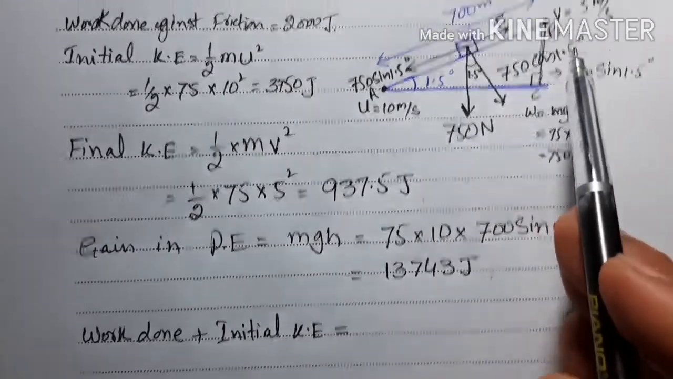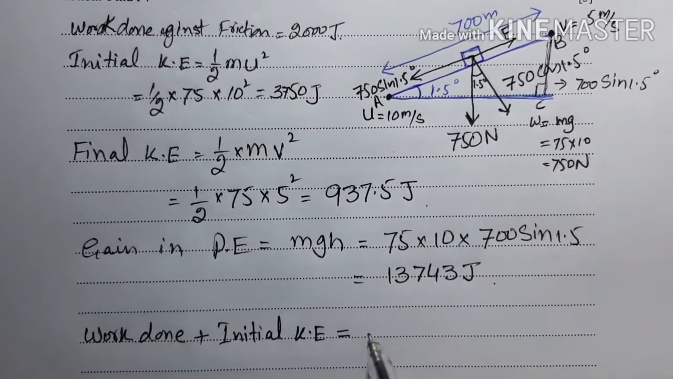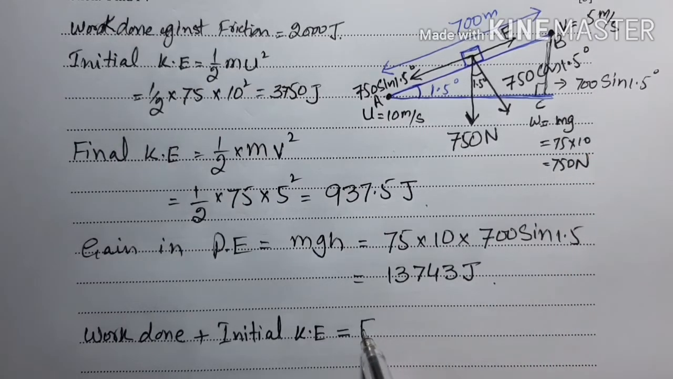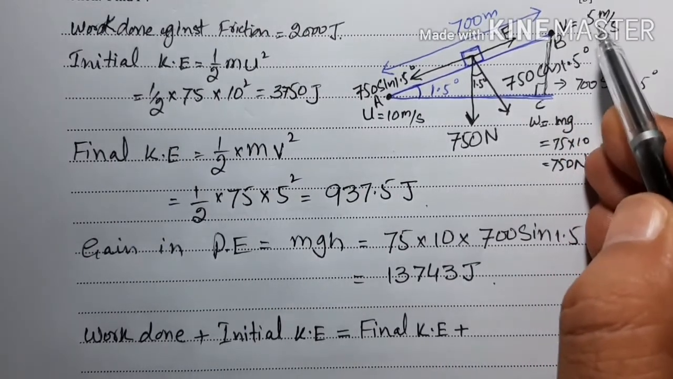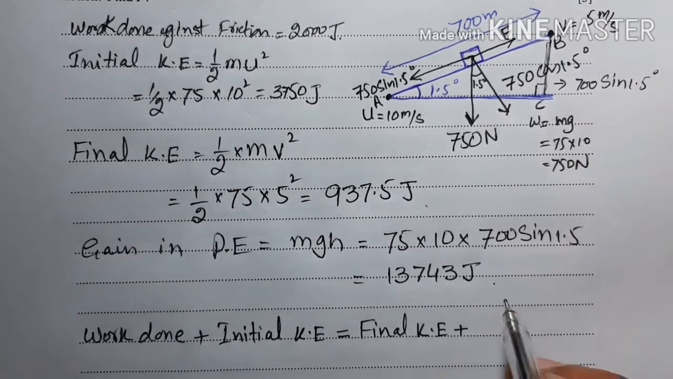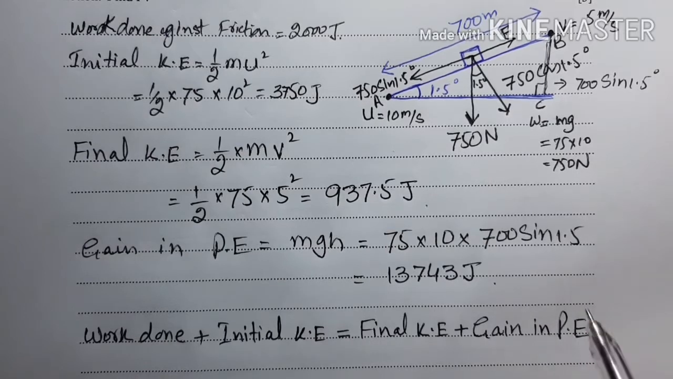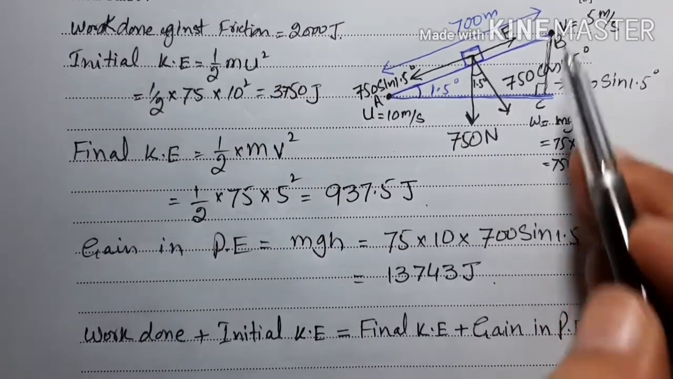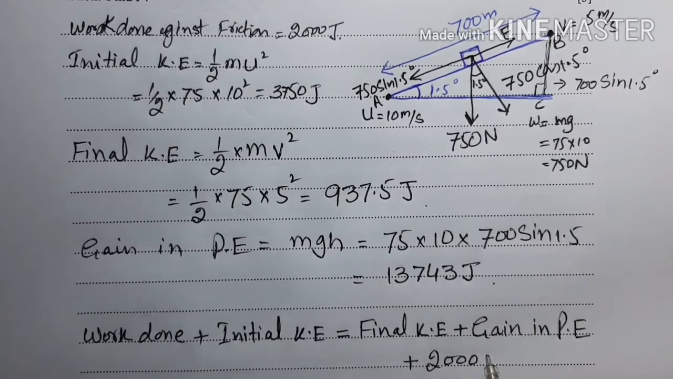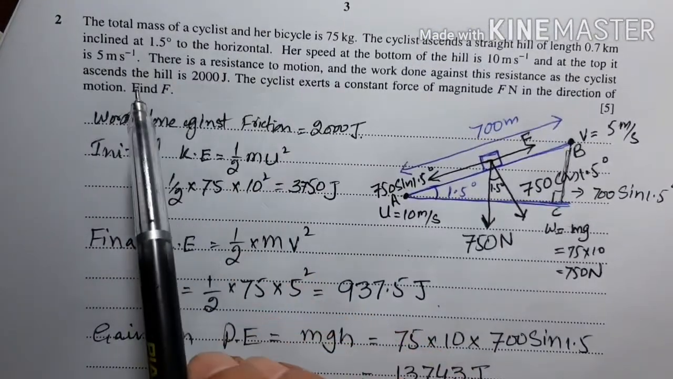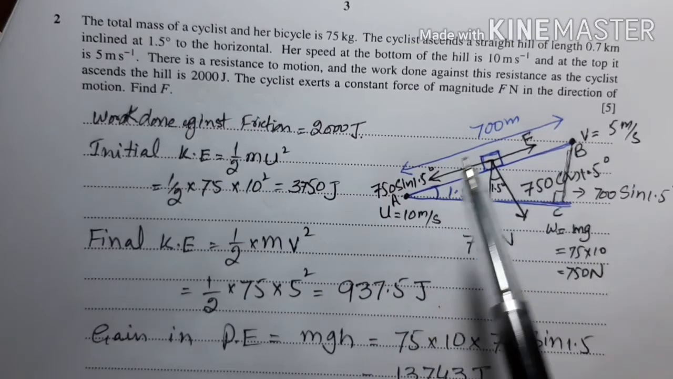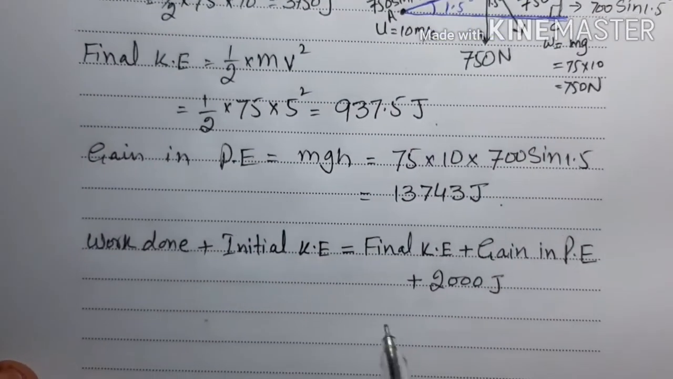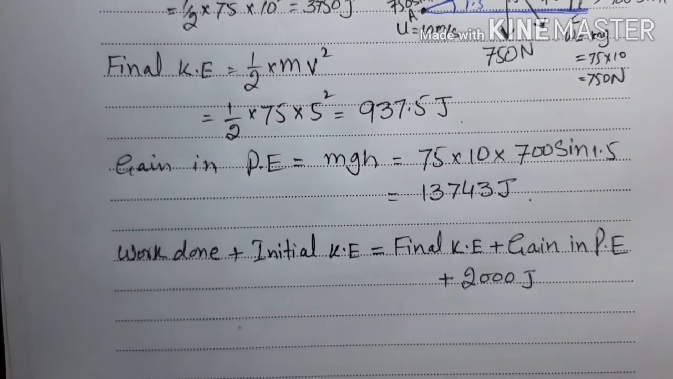And at point B, what happened? The cyclist got some final kinetic energy, because velocity is still 5 meters per second, plus some gain in potential energy, because at that point the cyclist got some potential energy, plus 200 joules. These 200 joules are the work done against the friction, because during this way the cyclist spends 200 joules of energy in overcoming friction. That should also be considered. Okay. Now, put the values.